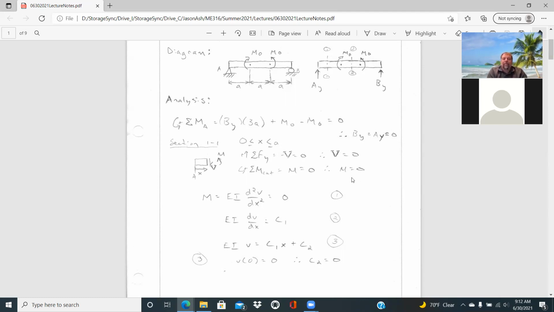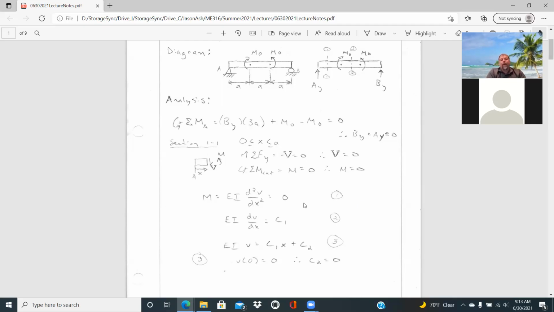And so that's why I'm saying this is good to go through an example like this, so we can see that integration back through when things are equal to 0. And so again, this is one of those problems where you want to start out at that level of knowing the moment is equal to 0 and integrating back twice to figure out what your constants of integration are. And so again, M is equal to EI times d squared v dx squared. And we know that's equal to 0. So that's our first equation.